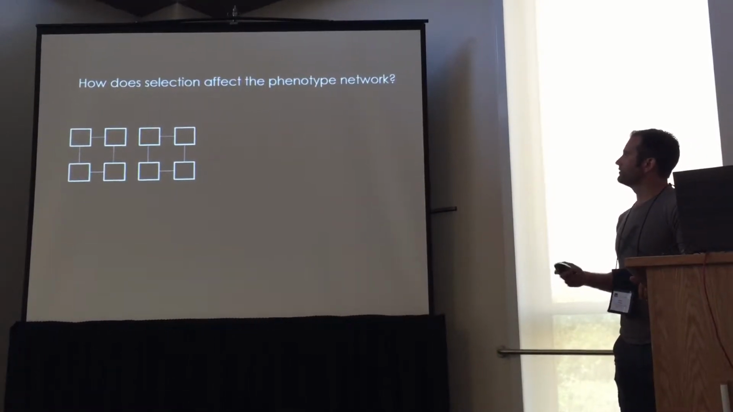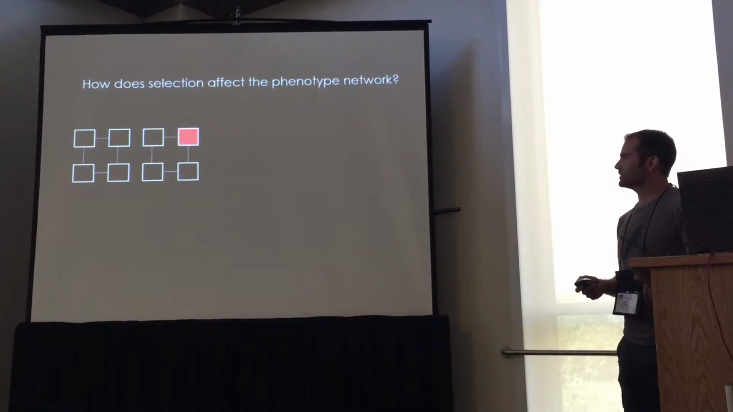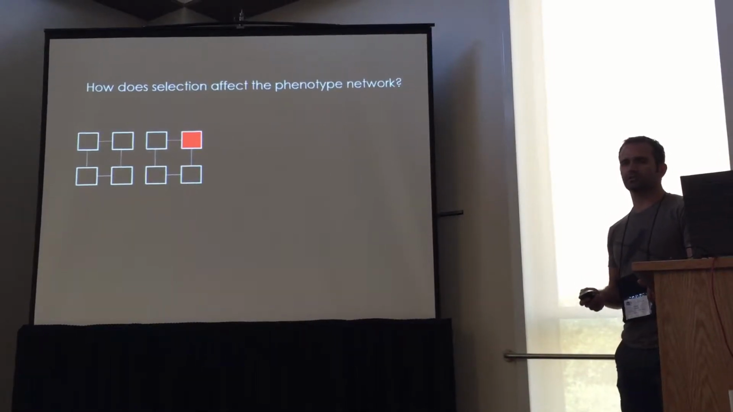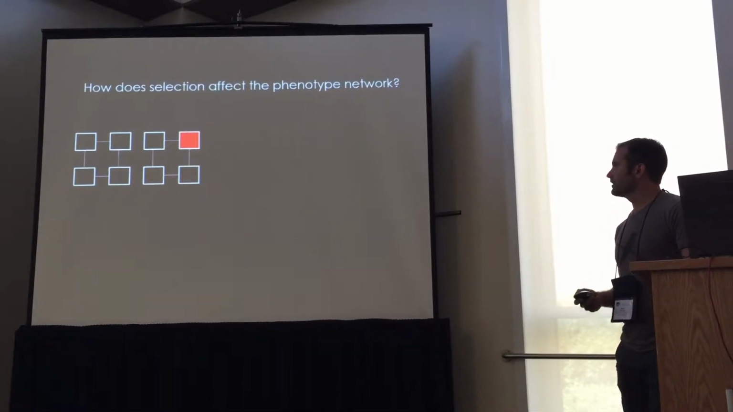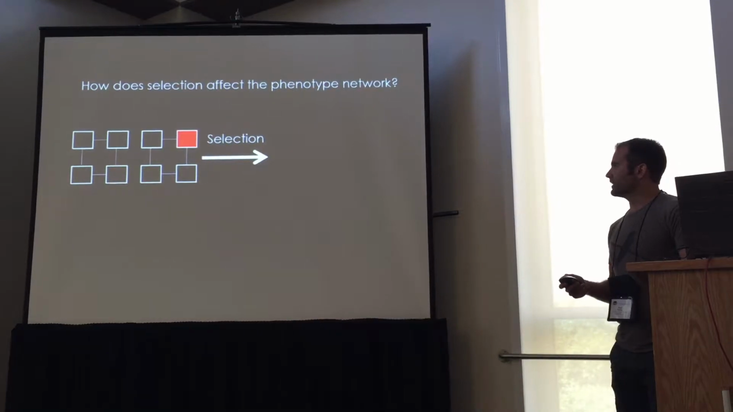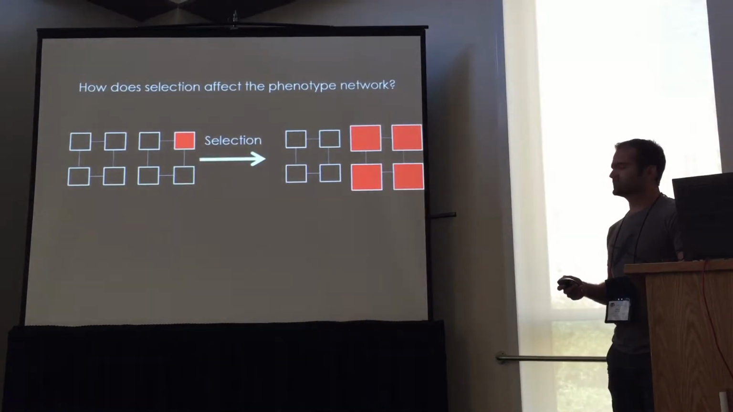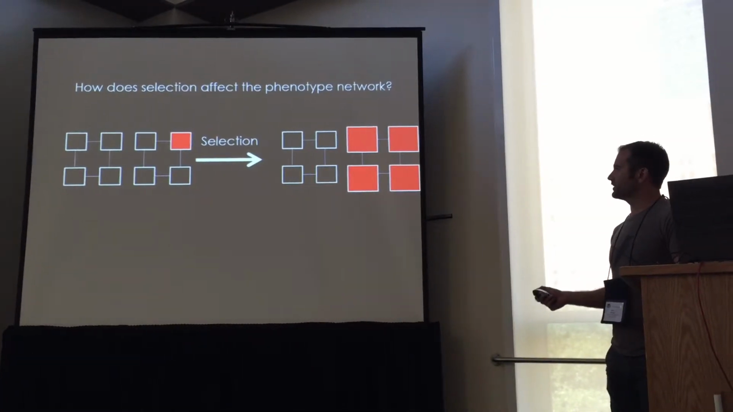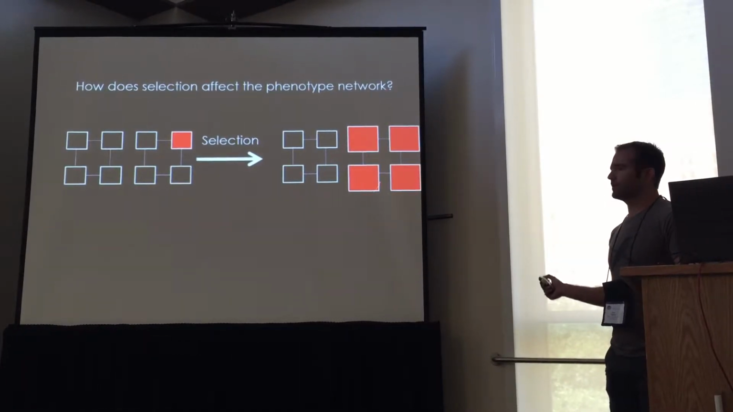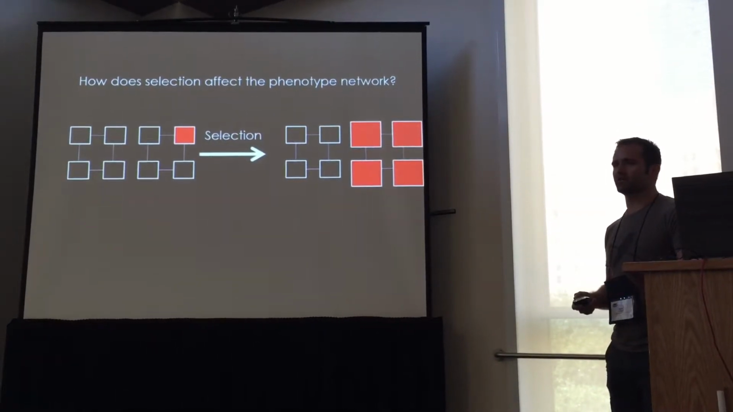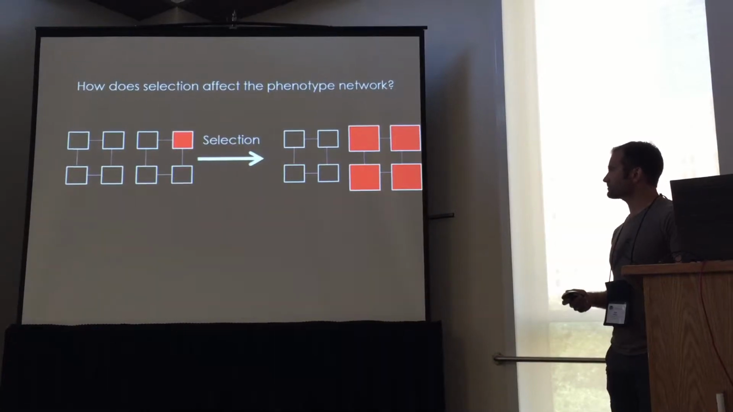So how does selection affect the phenotype network? Let's just imagine that one of these traits is under strong selection for exaggeration. So you might expect that if these correlations are static, these other 3 traits that are actually not under selection get dragged along, and so the whole cluster gets exaggerated through correlational selection.